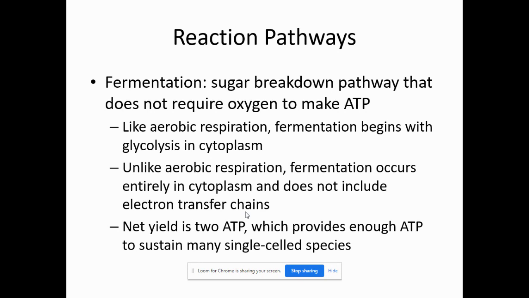Now that's aerobic respiration. Aerobic respiration occurs in the presence of oxygen. If you don't have oxygen, you can't have the Krebs cycle, and you can't have the electron transport chain.